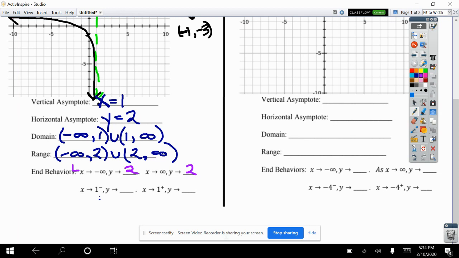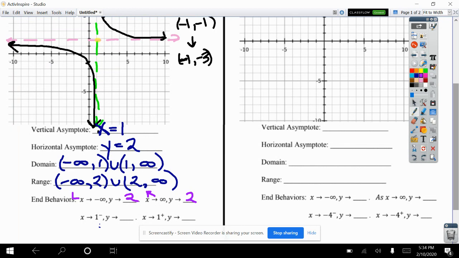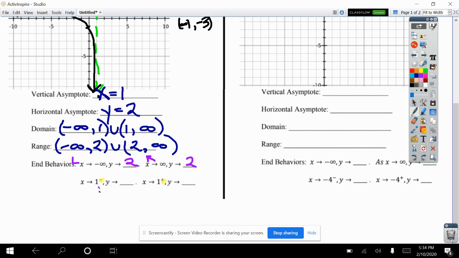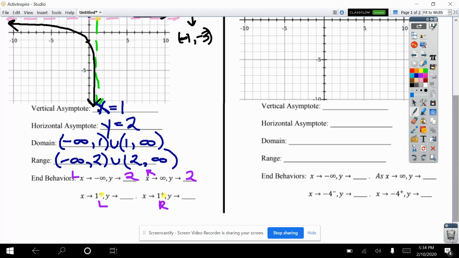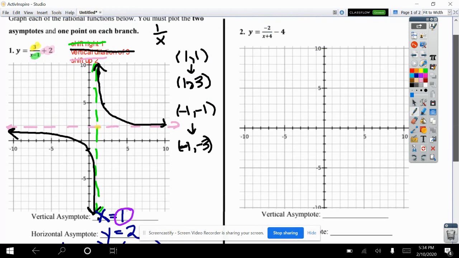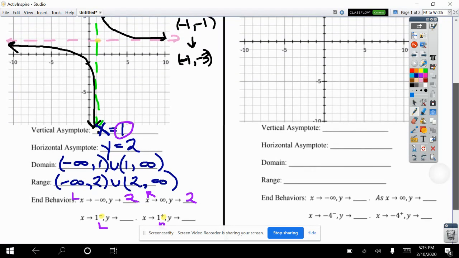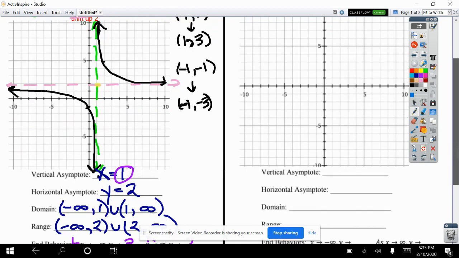The next one says, as x approaches 1 from the left, this minus sign here, I'll highlight it real quick. This minus sign is telling you from the left side of 1. The plus sign is saying from the right side of 1. So this is the left and this is the right. It's not a coincidence that it's talking about our vertical asymptote. It should always match that. That's kind of a way to check yourself on the quiz. If I ask you about a number that is not your asymptote, then you might have made a mistake.